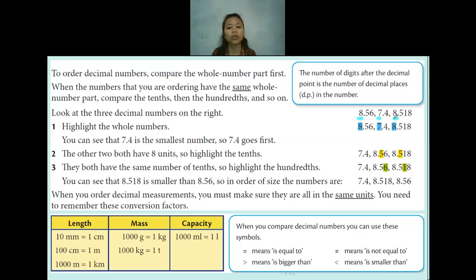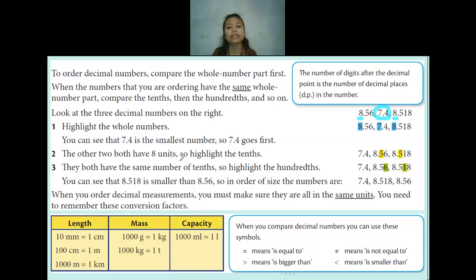The first digits are 8, 7, and 8. From here, we can see which one is bigger and which one is smaller. We can see that 7.4 will be the smallest one, because the digit in the one's place is only 7, but the others are 8. So if we have to order from the smallest one, the 7.4 will go first, because this number is smaller.